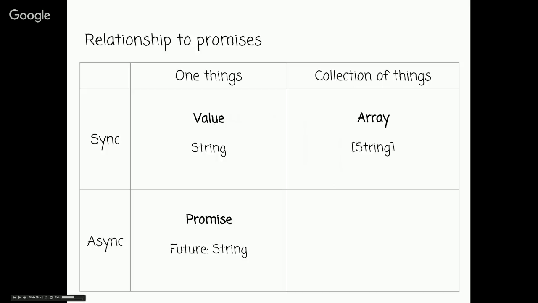Right, now, relationship to promises. This diagram is a little bit difficult to digest, but Eric Meijer shares it quite a bit. If we look at this table, in the first column we're dealing with one thing, and here we've got collections of things. On the rows, we've got synchronous calls and asynchronous calls. If you take the first example, one thing, a single value, let's say it's a string.